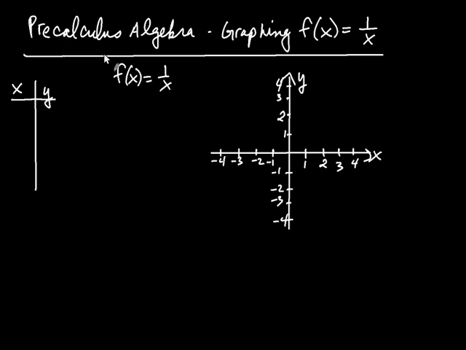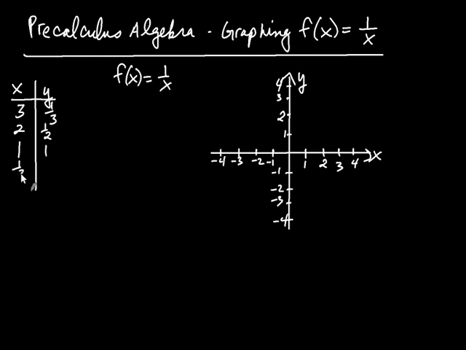In this precalculus algebra video, we're going to graph the function f of x equals 1 over x. And we're going to do that by creating a table of points, or table of values, and make some observations about this graph. So first, we're going to let x be 3. And when x is 3, we get 1 over 3 for y. And when x is 2, we likewise get 1/2. When x is 1, we get, well, 1 over 1, which is 1.